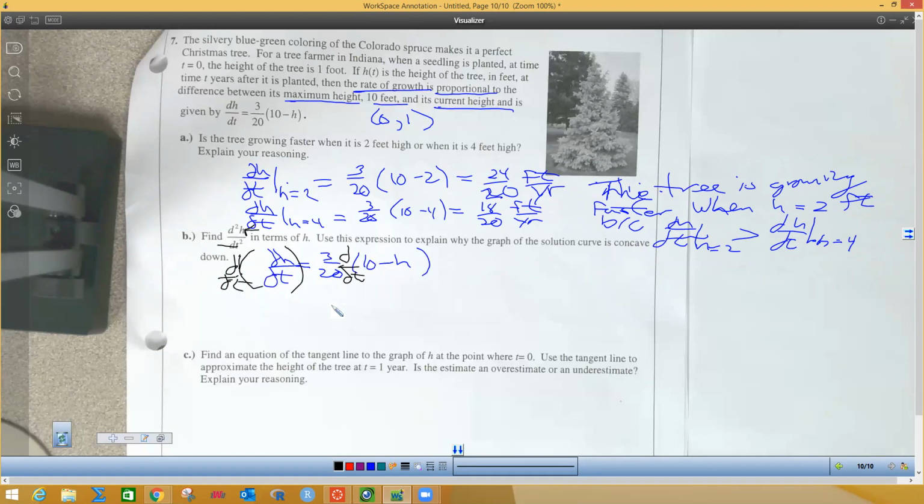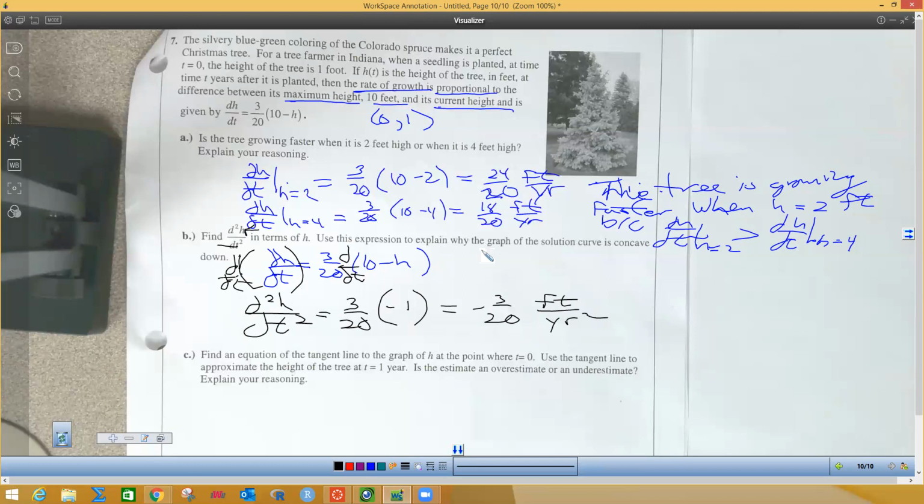So what do I get here? Well, this right here is the d2h dt squared. Over here, the 3/20 stays in front. What's the derivative of 10? What's the derivative of negative h? Now, anybody know what this is in terms of? This was feet per year. What's the second derivative in terms of? Feet per year.